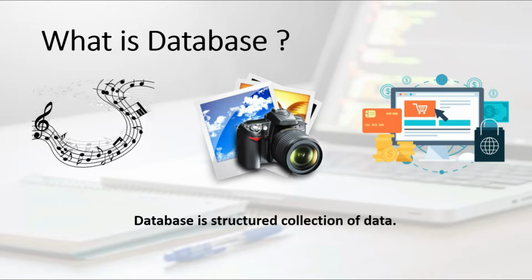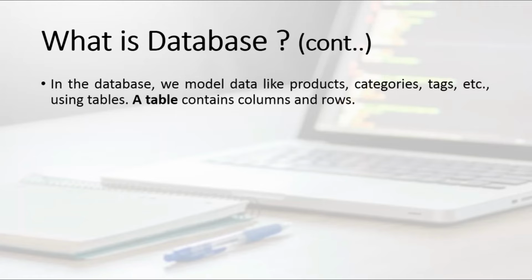By definition, I can say that a database is a structured collection of data. In the database, we model data like products, category, tags, etc. using tables. A table contains columns and rows. It is like a spreadsheet only. A table may relate to another table using a relationship, that is a one-to-one or one-to-many relationship.